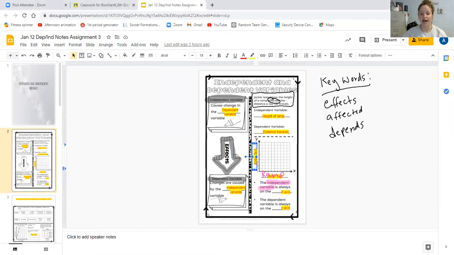Okay, and on this side was where our dependent variable is, which is which axis? Our dependent is on what axis, guys? Maria? Y-axis. Your y-axis, and that one is vertical. So we know that we would have our distance traveled as our y.